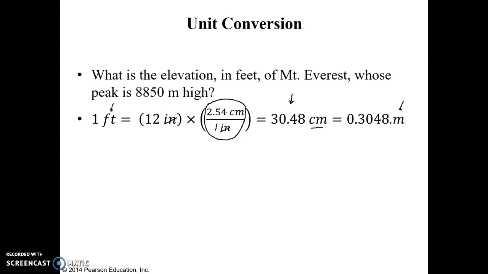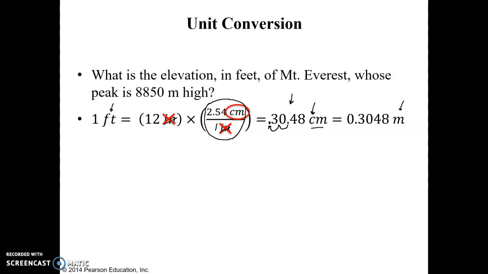But we don't want centimeters, we want meters. The centi in centimeters is times 10 to the negative 2. So to convert from centimeters to meters, we need to move the decimal place twice. 1, 2. So 30.48 centimeters becomes 0.3048 meters. And again, here I'm showing that the inches cancel out and we're left with centimeters, and then we convert from centimeters to meters.